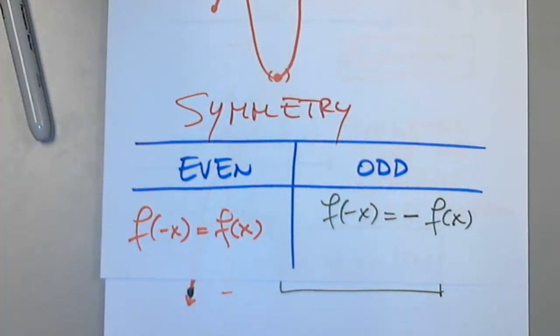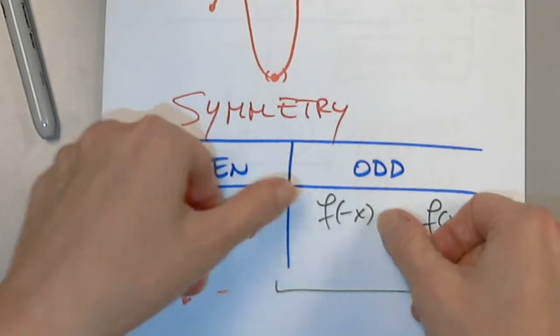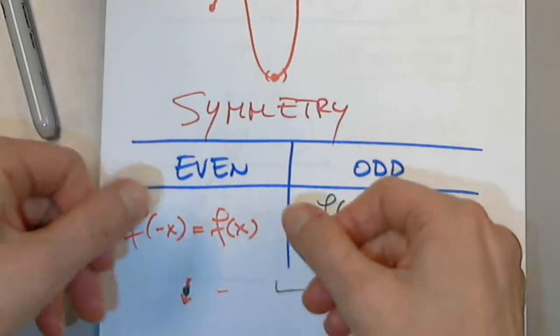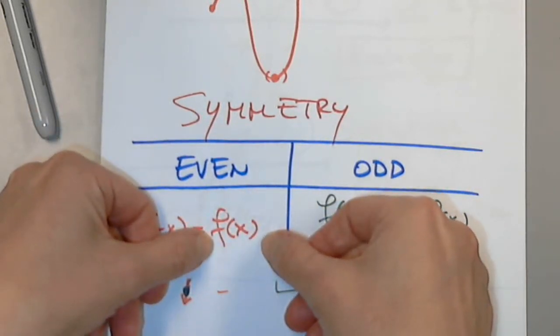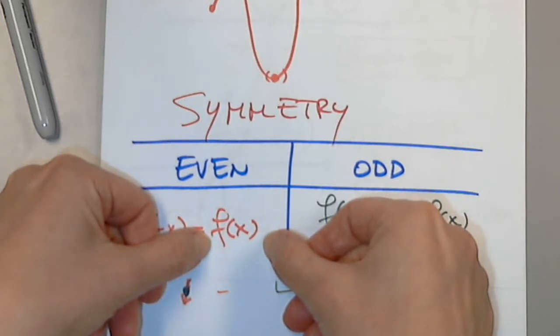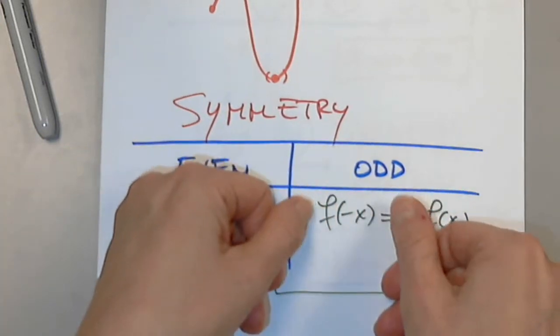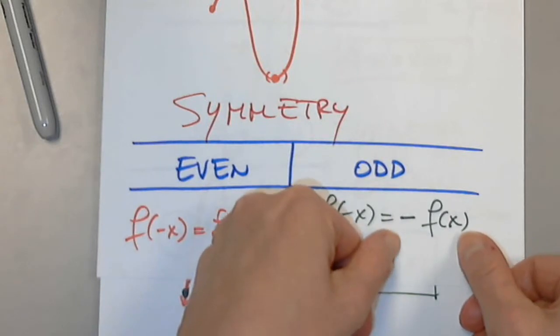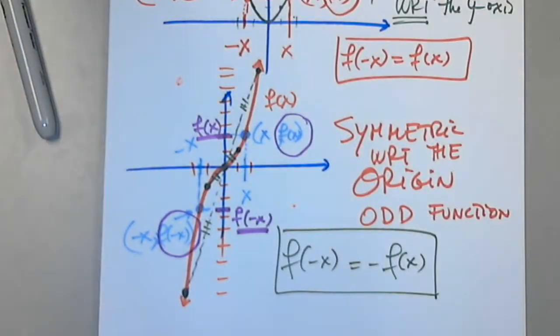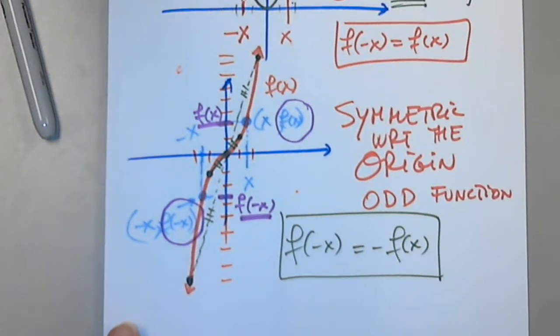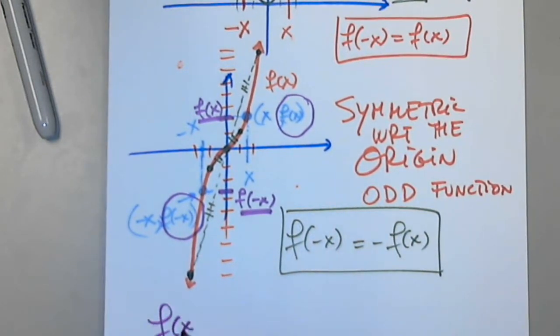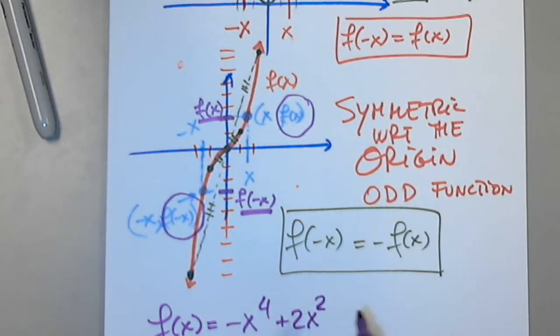Not too difficult, I would say. Bear with me here. f of negative x has to be determined in both cases. When it's even, it's the same number or function. And when it's not even, when it's odd, it's the opposite of that. So let me give you a couple of examples now. I'm not going to graph the function. So let's take a look at f of x being negative x to the fourth plus 2x squared minus 7.